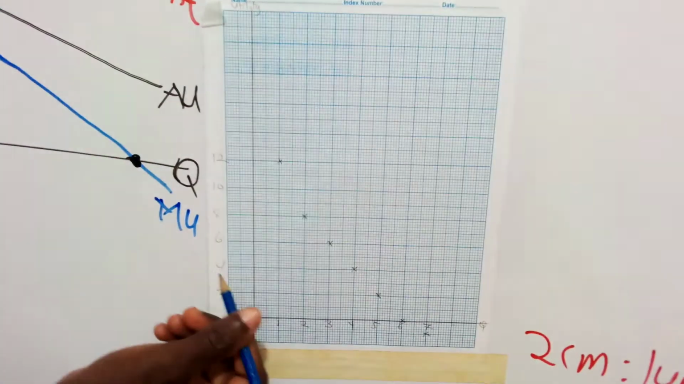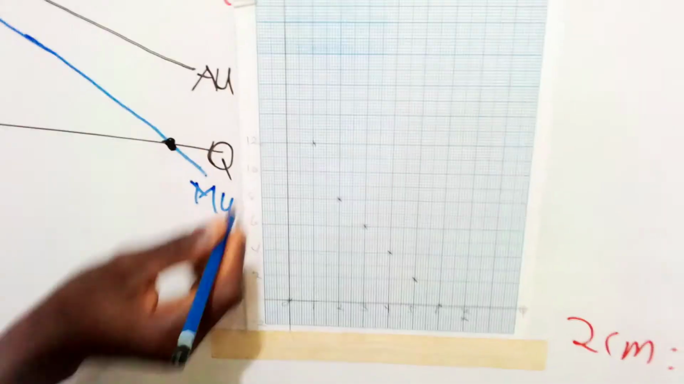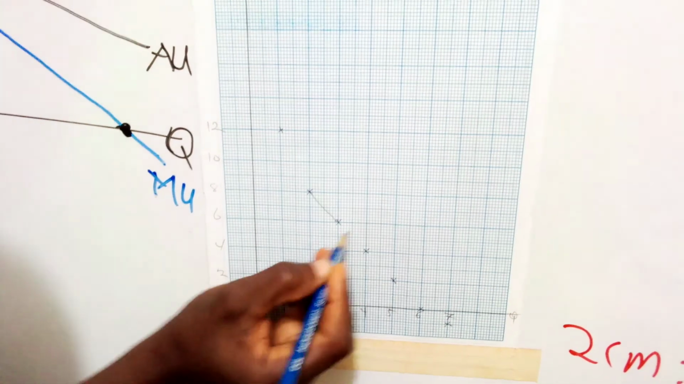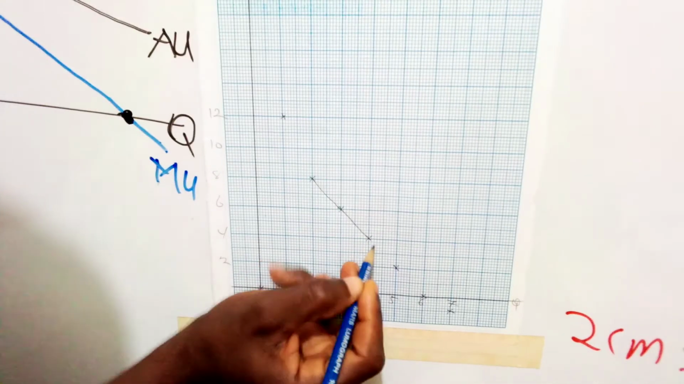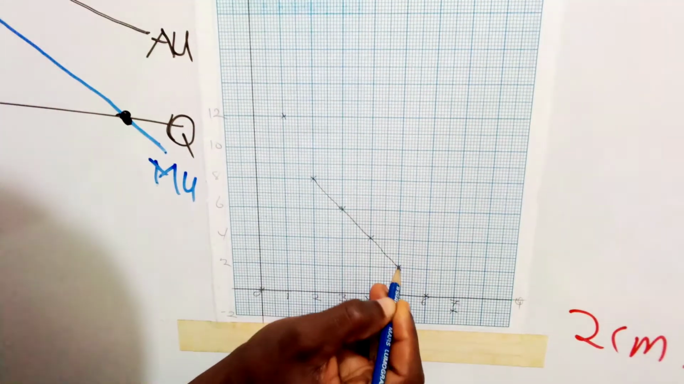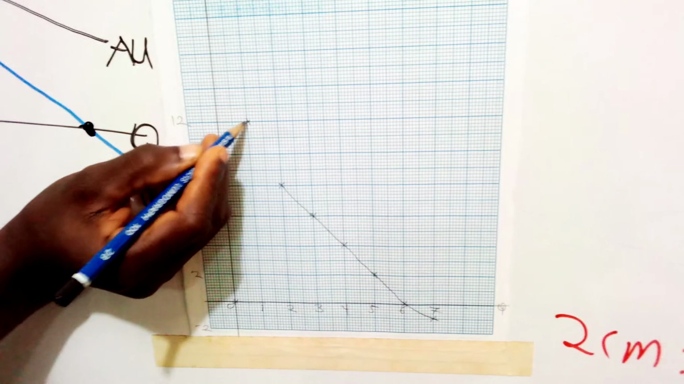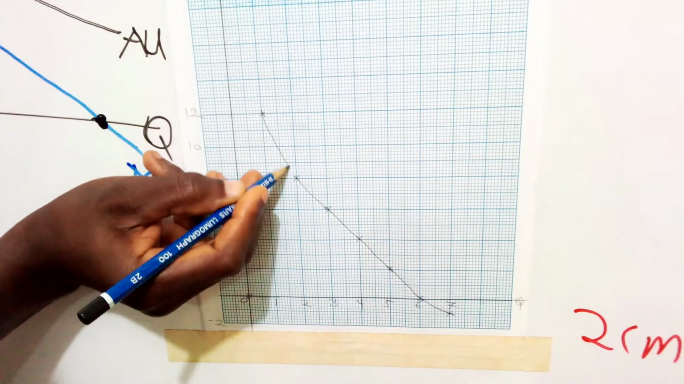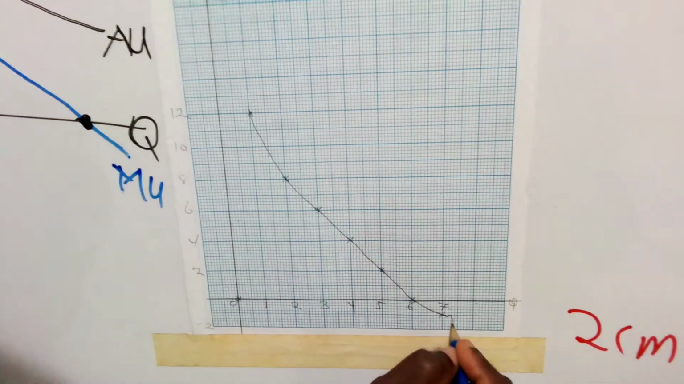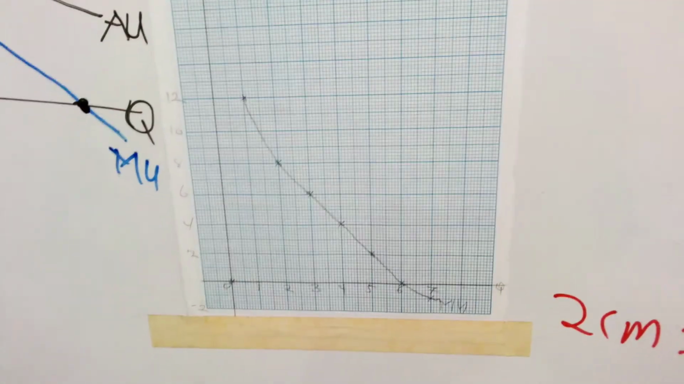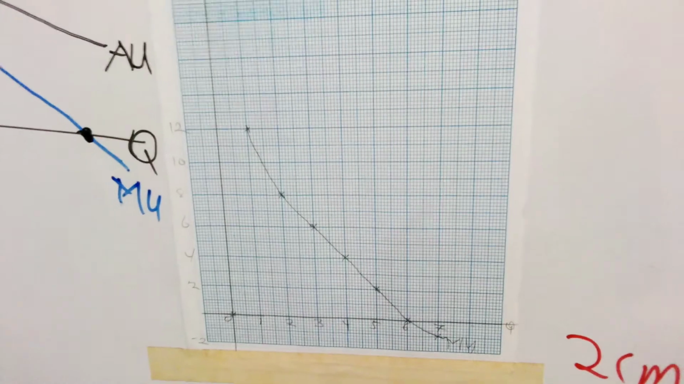Then you start plotting. Now, after plotting, you need to just join your curves. This and this. Please don't use ruler. This and this, unless the line is a straight curve before you can use ruler. So you are going to have something this way. And this is your marginal utility, which is the same as the demand curve. Is that clear? All right.